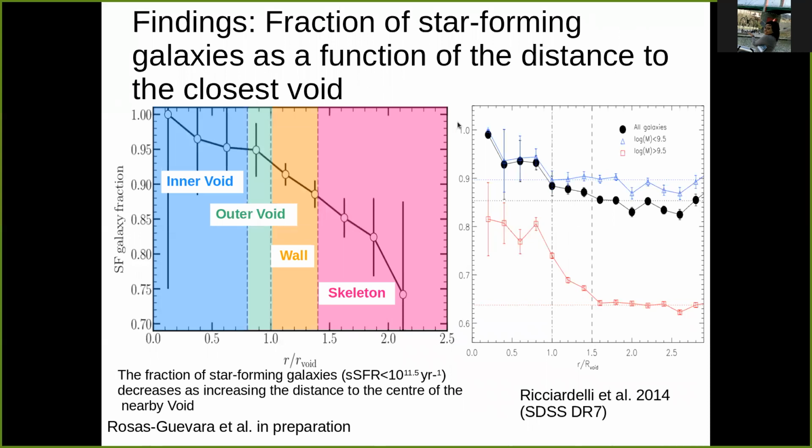The fraction of star-forming galaxies as a function of the distance to the closest void is shown in the left panel of the slide. You can see that the star formation activity is higher in inner voids and decreases as we move to denser regions. This is something that has also been observed by Ricciardelli using SDSS, where they found that the star-forming galaxy fraction decreases as the distance to the center of the void increases.